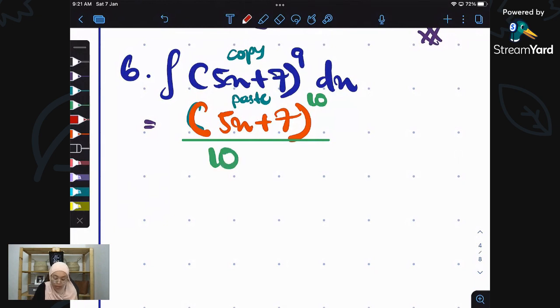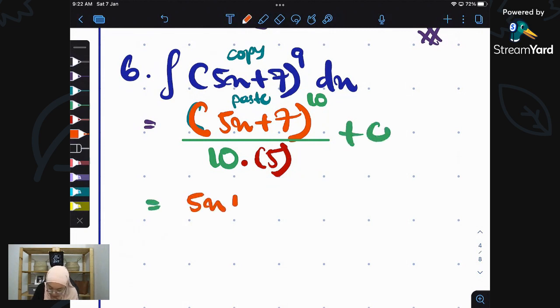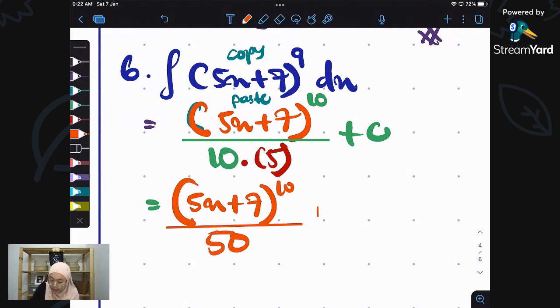But I'm not finished. Students selalu lupa yang ini. It must also times with 5. Kenapa 5? 5 is coming from differentiate the linear. Differentiate 5x plus 7 is 5. Therefore, plus c. And the final answer would be 5x plus 7, the whole thing to the power of 10 over 50 plus C. Barulah ini jawapan tepat kita.